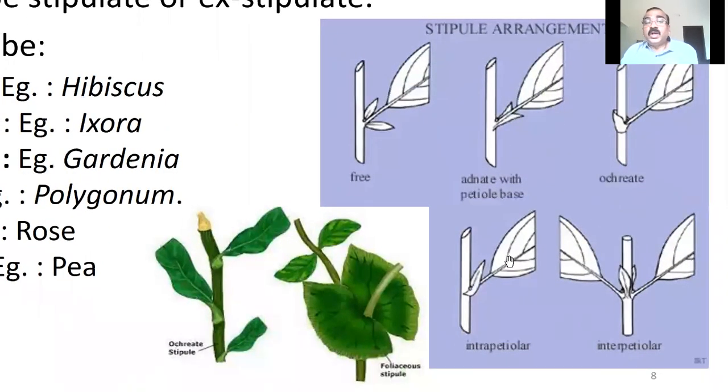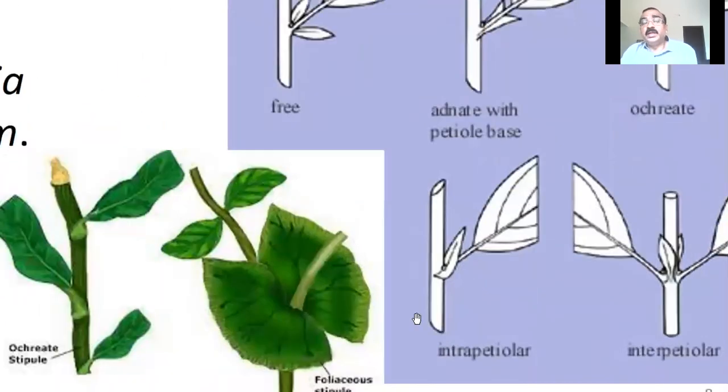Then comes intrapetiolar stipule. This is intrapetiolar stipule. So there are two stipules on either side of the petiole, but the two stipules have joined together and they are now found between the stem and the petiole. You see a single stipule between the petiole and the stem, and this stipule is actually formed by the fusion of two stipules of either side. Now this is called as intrapetiolar.